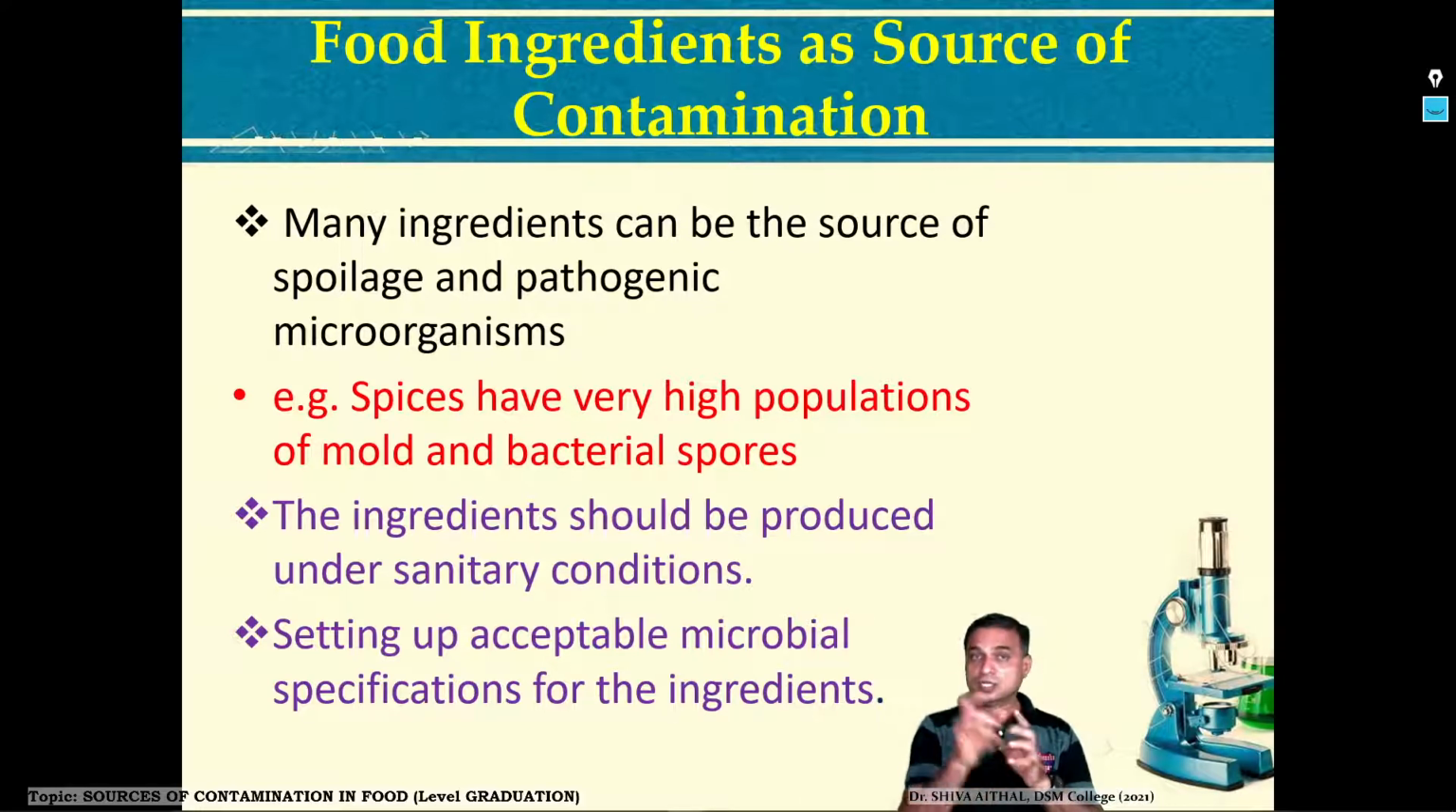Remember that. Spices, they have high content of spores. Spores, they can withstand high temperature, and later on when the food is cooled down, they can become a source of contamination. So these ingredients, they should be prepared under good sanitary conditions. Setting up of microbial standards specification for the ingredients is given by FSSAI, that is the Food Authority of India. We will see that afterwards.